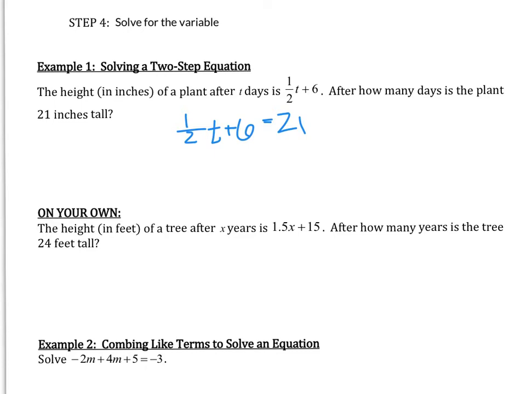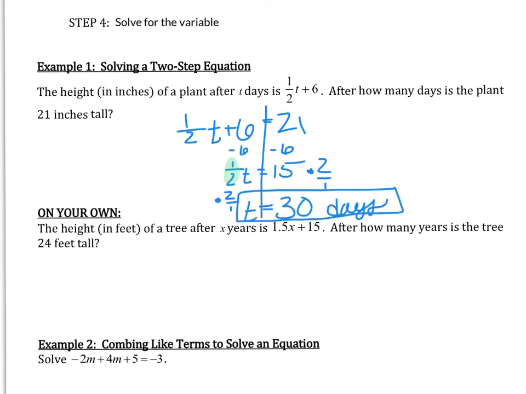So since 1/2 t is our term with the variable, we're going to subtract 6 from both sides first, which leaves us with 1/2 t equals 15. And then to get rid of the 1/2, remember fractions work a little different than most whole numbers where we can get rid of them by multiplying by its reciprocal. That way we don't have to worry about the whole dividing aspect. So multiply both sides by 2/1, so we end up with t equals 15 times 2, which of course is 30. Go ahead and try the next one on your own.